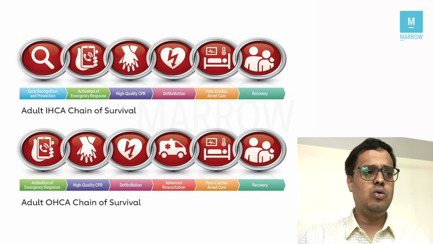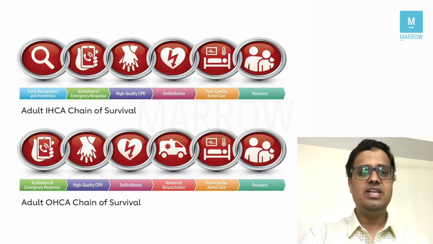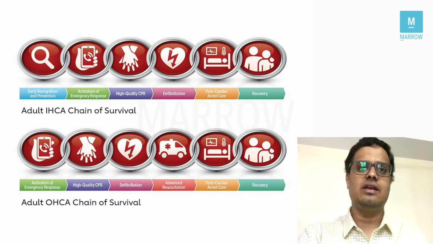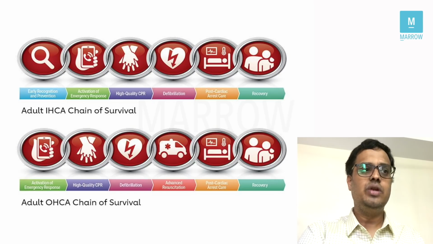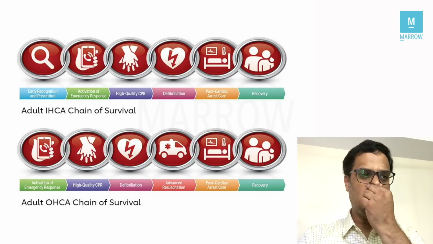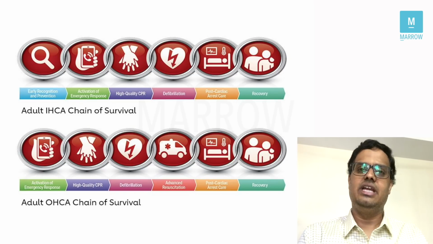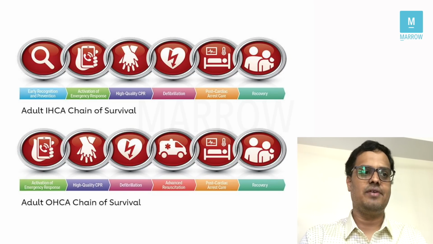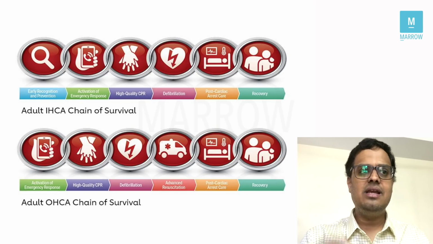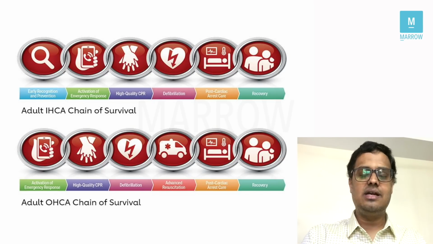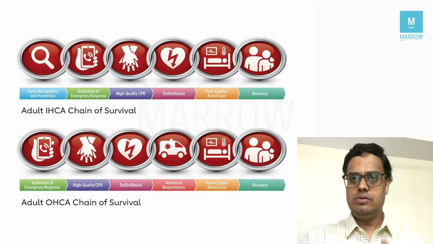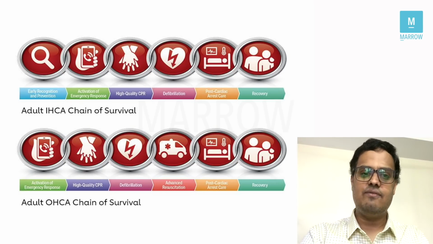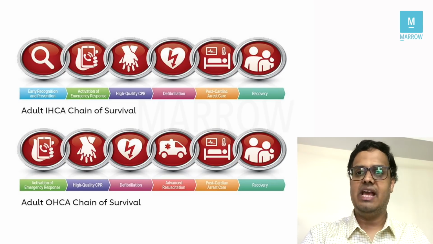And in the adult out-of-hospital chain of survival, activation of emergency response was asked. As I said, in hospital you need to monitor. Out of the hospital, the first thing is to call 108. In our country it is 108, in other countries 911. Then high quality CPR, defibrillation, advanced resuscitation by the time help comes, and post cardiac arrest care and recovery. So this time they have made a special emphasis on the recovery part.